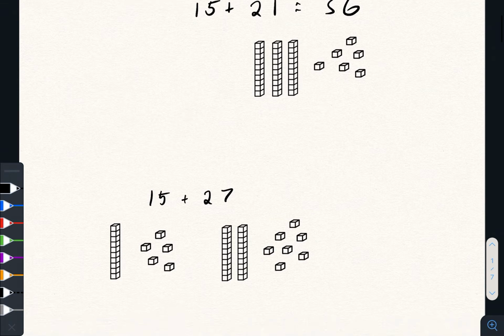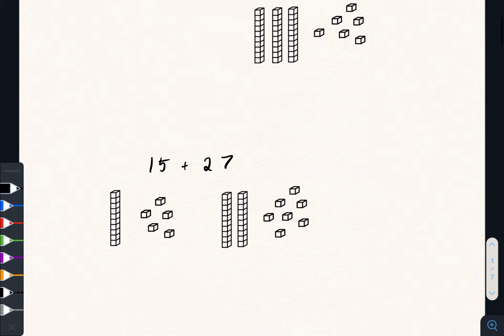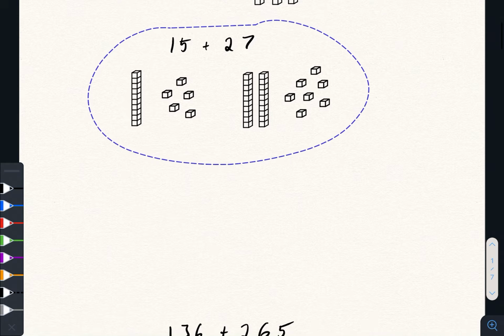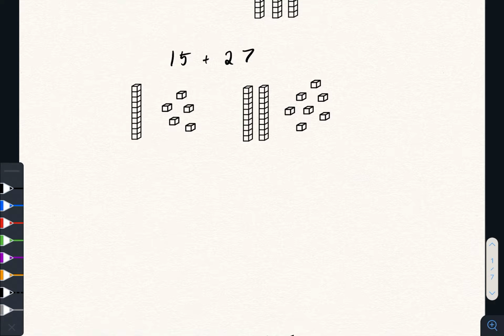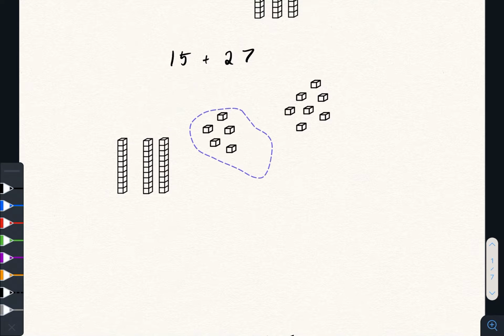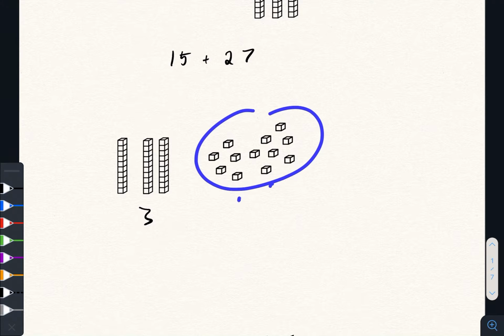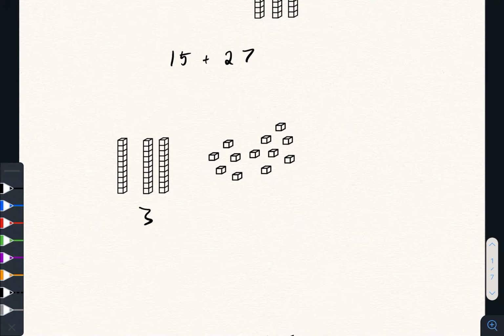Where it gets more involved is when we start having to carry or make exchanges. So if I want to do something like 15 plus 27, what's going to happen with this? If I tried to do the same sort of thing, just combine all the 10s and combine all the 1s, and then write down what that number is, of course, I would have 3 10s, and how many 1s would I have? Well, I would have 12 of them, right? And so we don't have a digit for 12 or something like that.